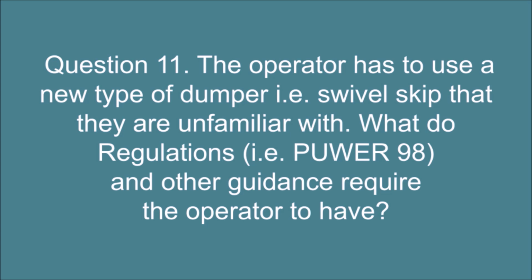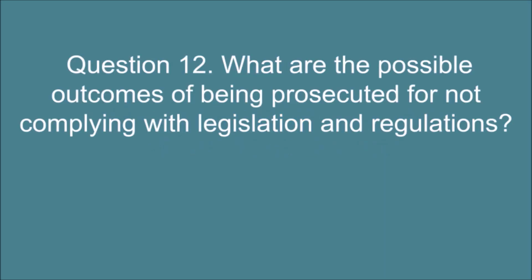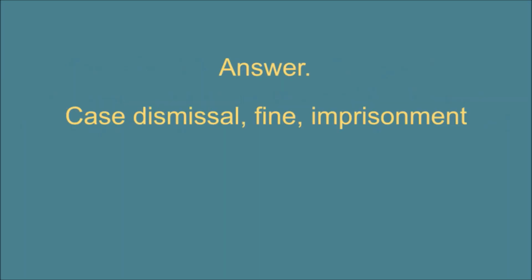Question 11. The operator has to use a new type of dumper, i.e. swivel skip, that they are unfamiliar with. What do regulations, i.e. PUWER 98, and other guidance require the operator to have? Answer. Sufficient information, instruction, and training on that type. Question 12. What are the possible outcomes of being prosecuted for not complying with legislation and regulations? Answer. Case dismissal, fine, imprisonment.